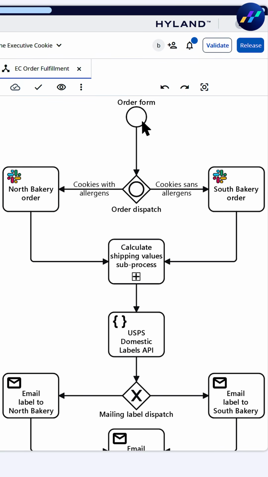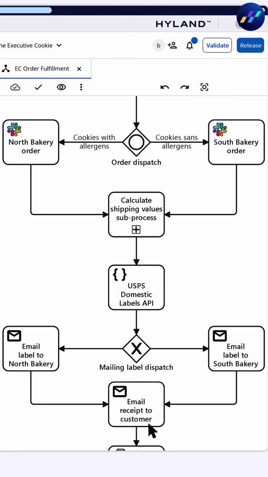Anyways, what happens is an order form is submitted, Automate sorts the order by product and sends it to the appropriate bakery's Slack-based order management system. Shipping information is calculated from order variables. USPS's WebTool APIs are called to purchase a mailing label, which is then sent to the bakery. And finally, a receipt with transaction details is emailed to the customer.